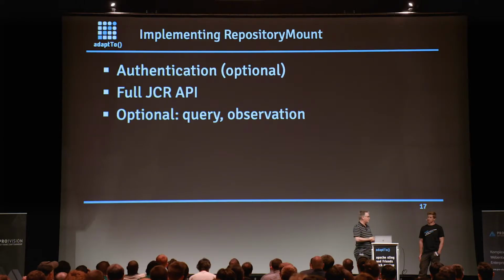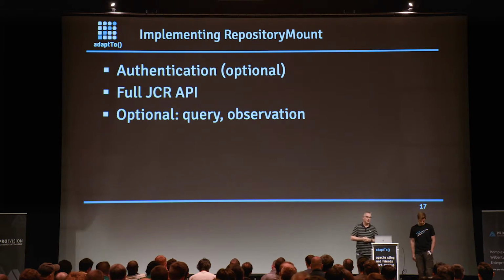The problematic part here is that the repository mount class extends the JCR repository class, which is the base class of the JCR API. So in the end, you have to implement the full JCR API, which is huge. It has a lot of classes, and these classes have hundreds of methods, so you have to implement all of them. It's a lot of effort, but as we proved in our prototype, it's possible to do that. And again, query and observation are things you can implement in addition. And Karl will now show how that looks.